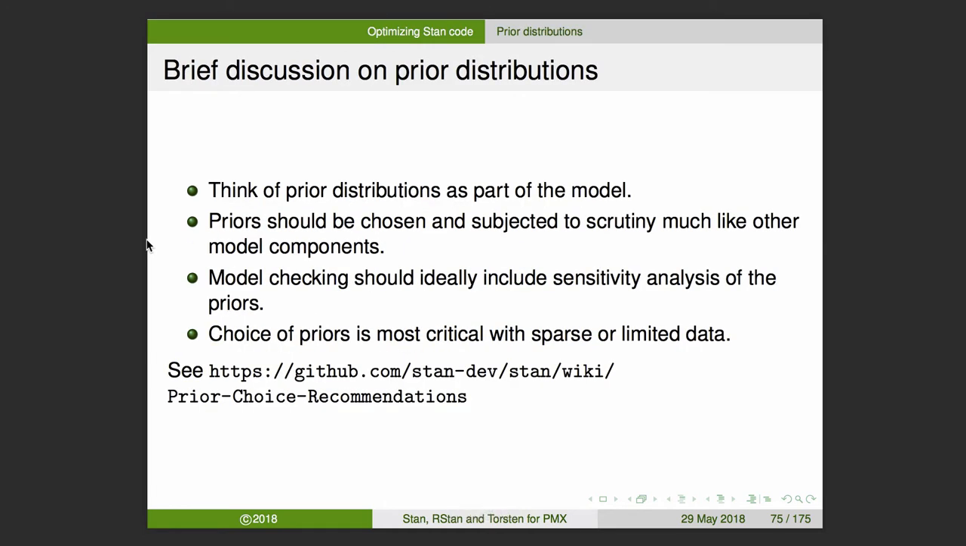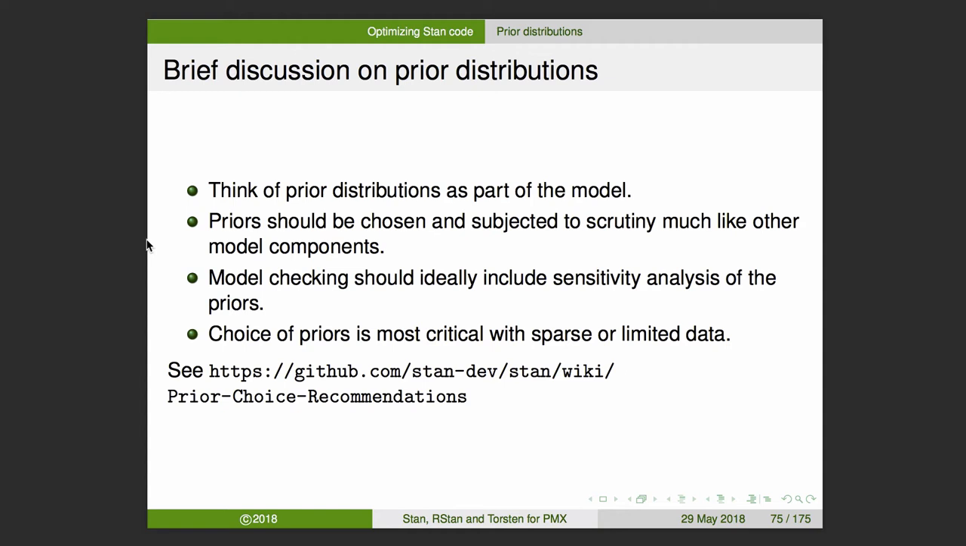The other thing I wanted to have was a little discussion on prior distributions, because they can play a couple of different roles in here. Let me go ahead and stick with the train that I've got here. So first of all, one recommendation is think of prior distributions as part of your model. These are not nuisance items that you got to play with. They're really part of the overall portions of your models. They should be chosen and subjected to scrutiny, much like your other model components.